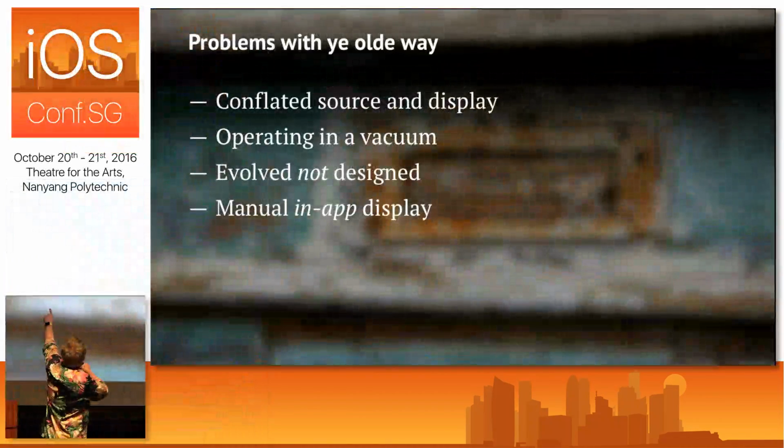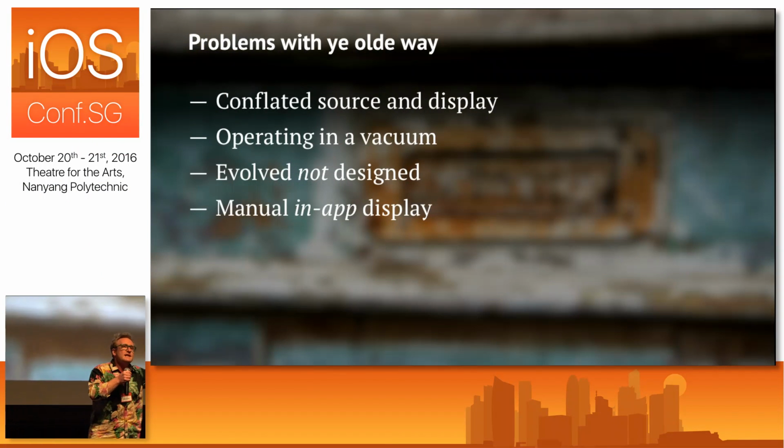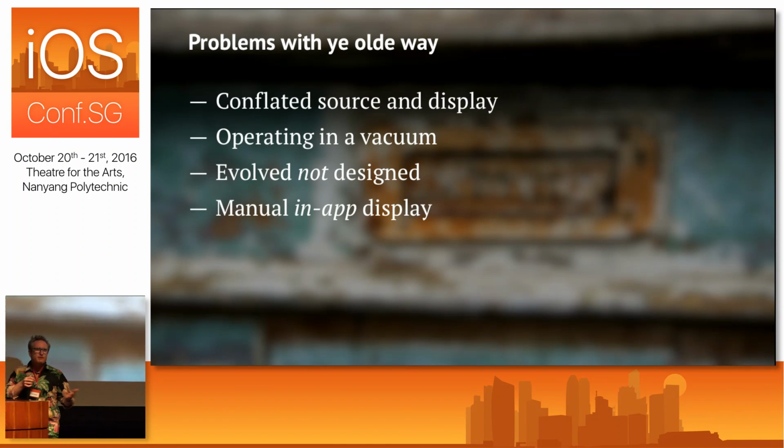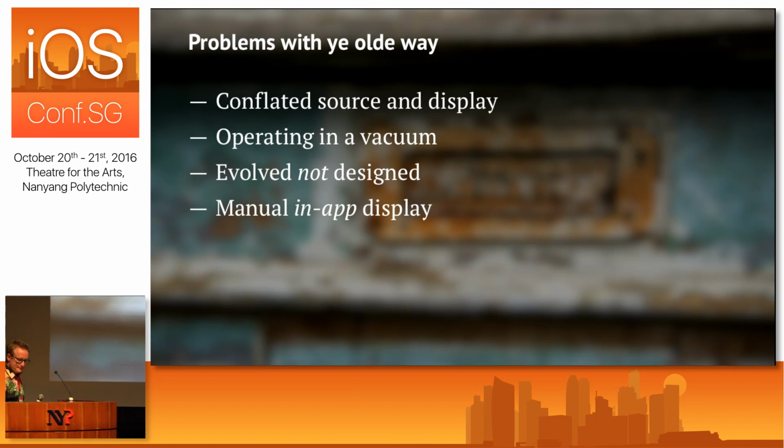And finally, manual in-app display. This thing drove me up the wall. If your app is open in the foreground and you receive a notification, nothing happens. Or you get told about it, but if you want to display it to the user, you had to do that yourself. You had to create your own alert view or whatever it was that you wanted to do, which was a bit of a pain and didn't really make a whole lot of sense.